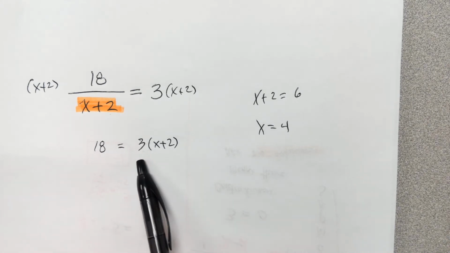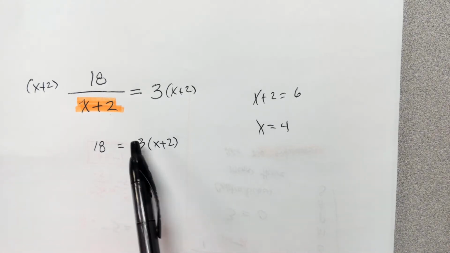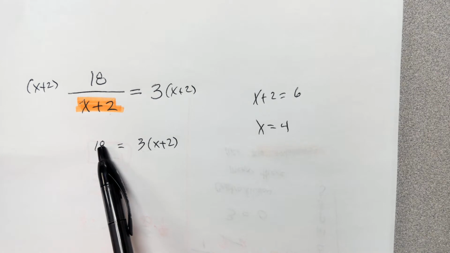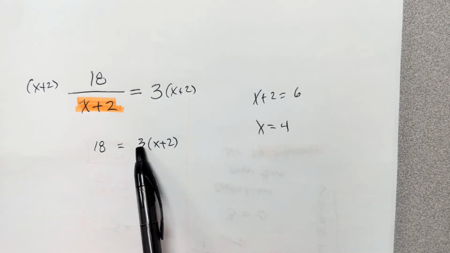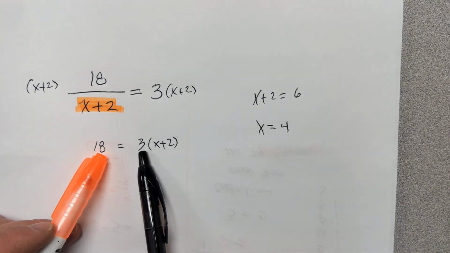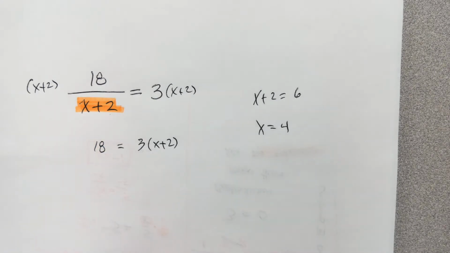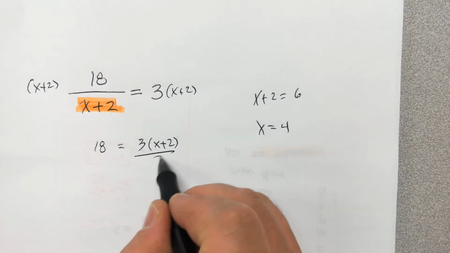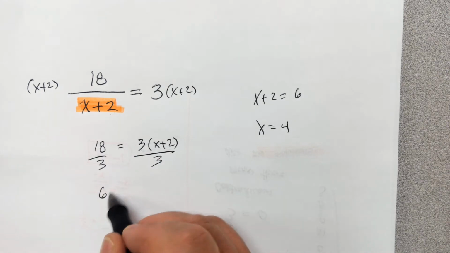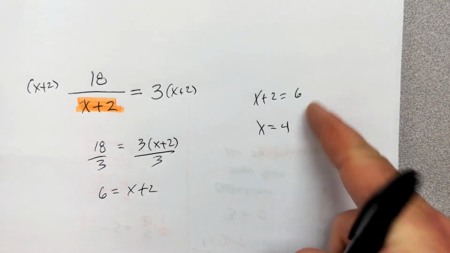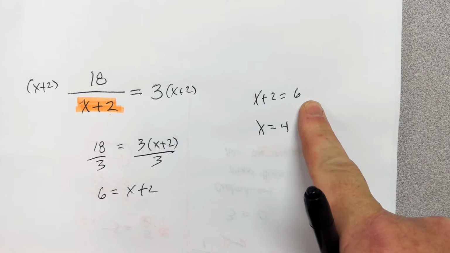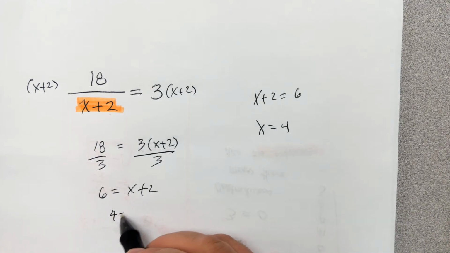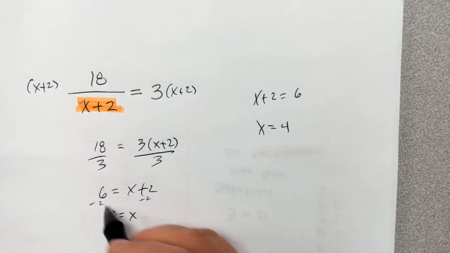I think we talked about this last week. Jackie, if this number will divide into 18, then that's easier. But if it doesn't go into 18, if that number won't divide, it's going to give you a fraction, so it's probably better to distribute. You can get the same answer either way. So I'm going to just go ahead and divide, because it goes in. 6 equals x plus 2. You see that? 4 equals x. You subtract.